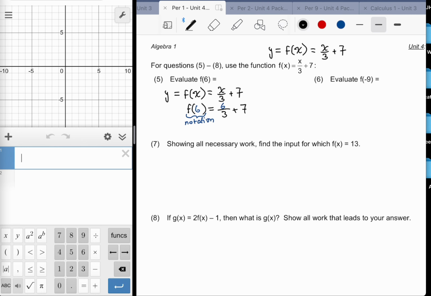Equals. So the y value is equal to 9 when the x value is equal to 6. So the y value is 9 when x is 6. Or you could even think of this as an ordered pair, like 6 comma 9. That's what I was getting at yesterday. It's the same concept as what we've been working on all along, finding coordinates on a graph. It's just we're naming it something else.